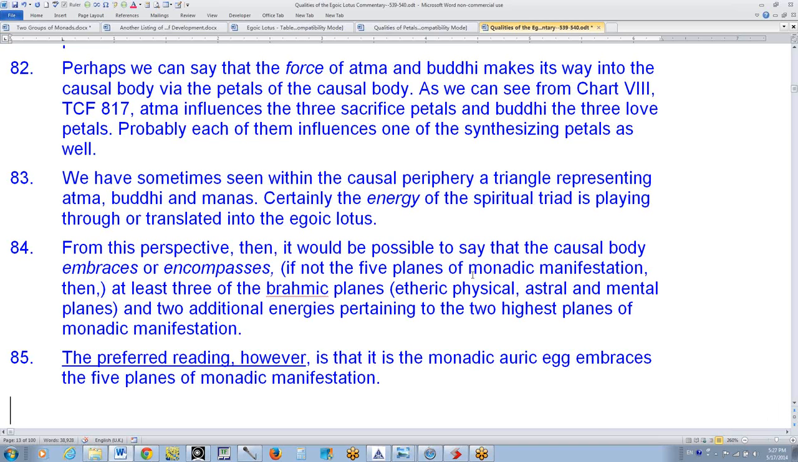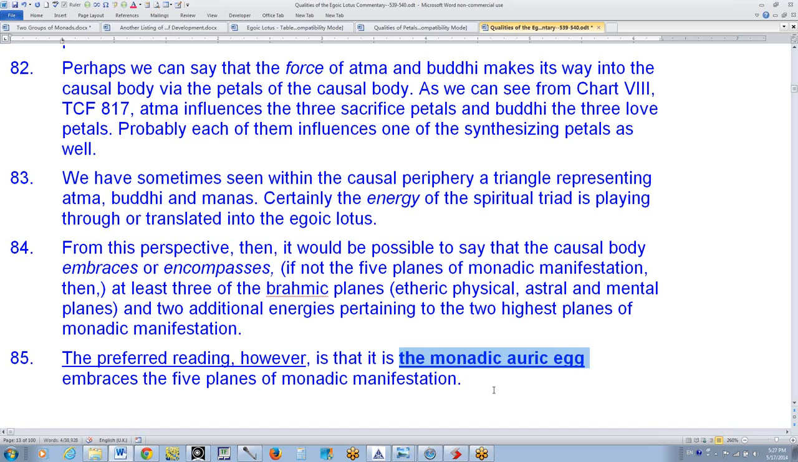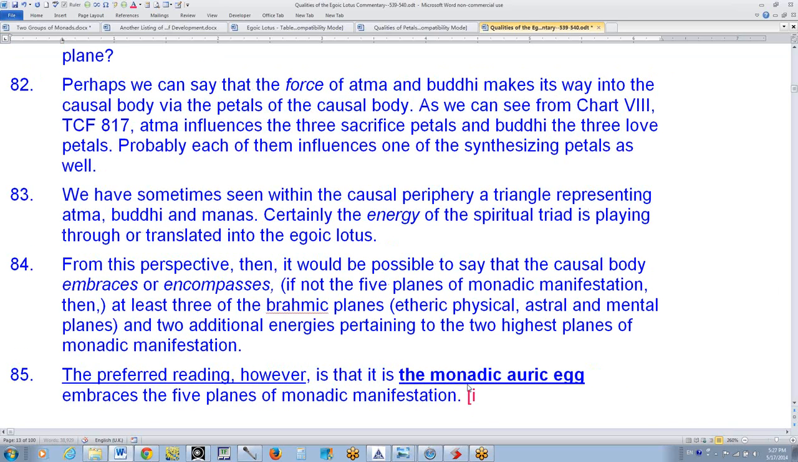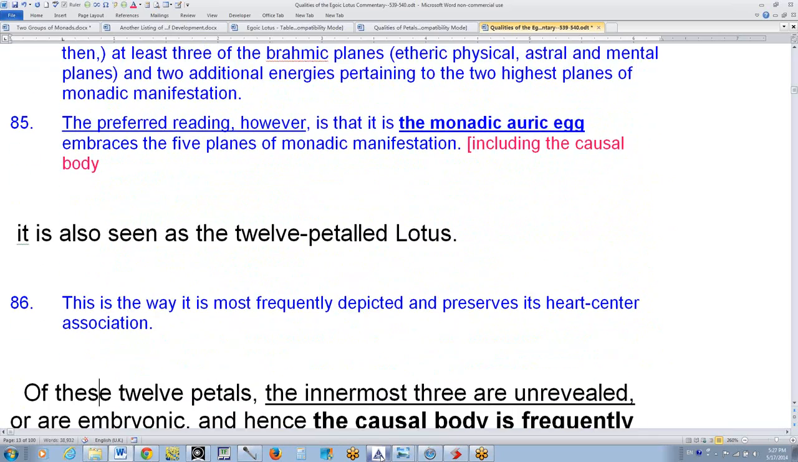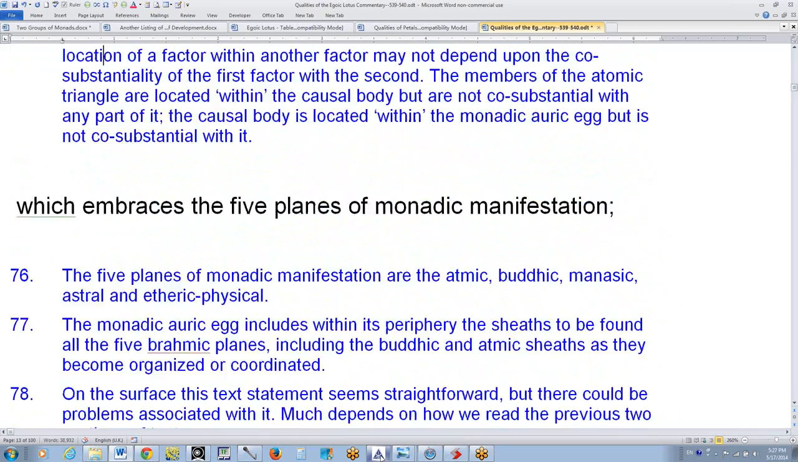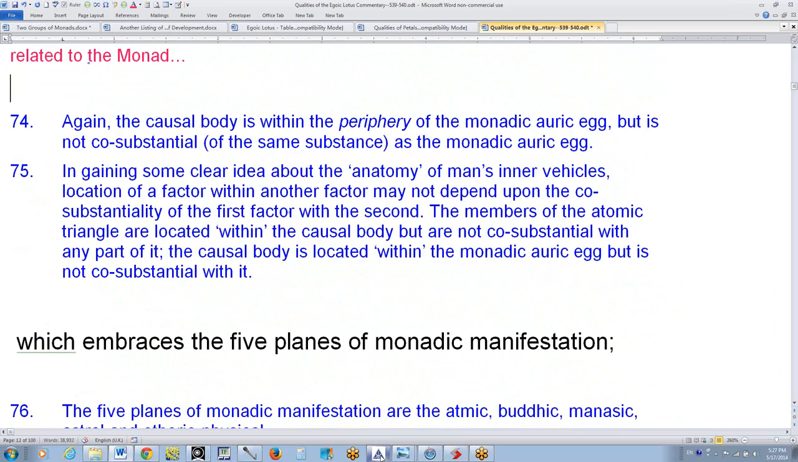I think the preferred reading is, I don't even know why I went through this, but it's that the monadic auric egg embraces the 5 planes of monadic manifestation, including the causal body. So it embraces the 5.